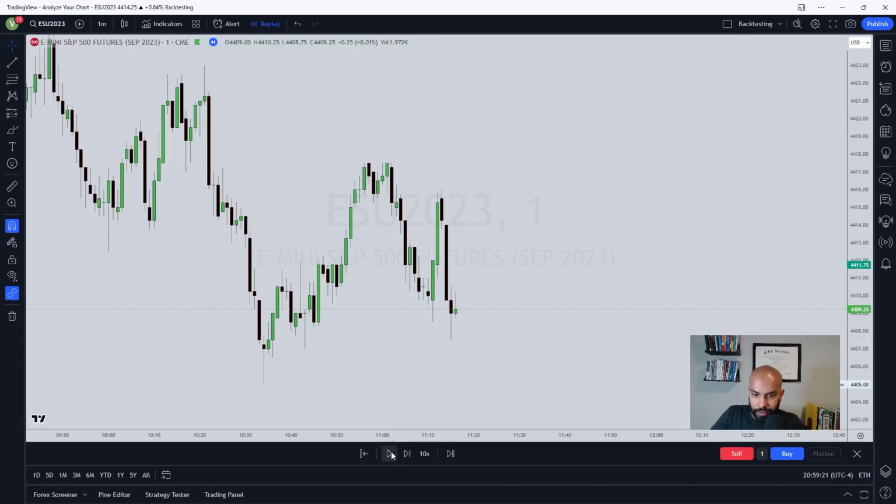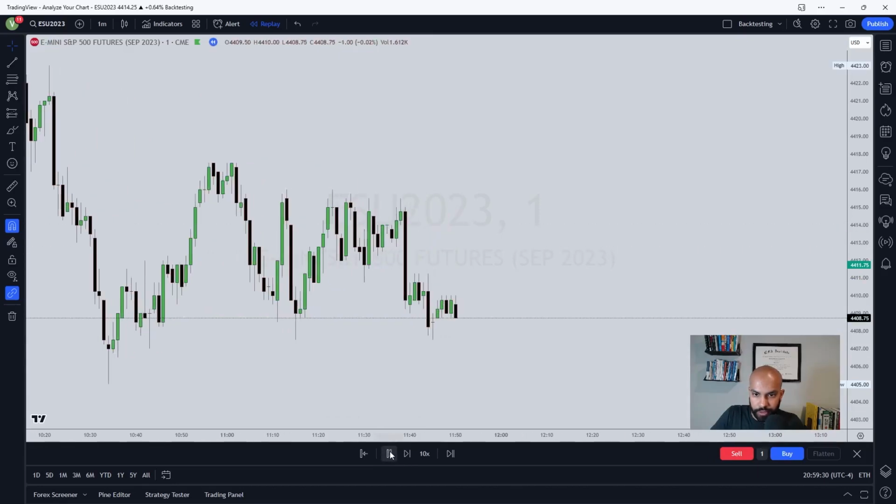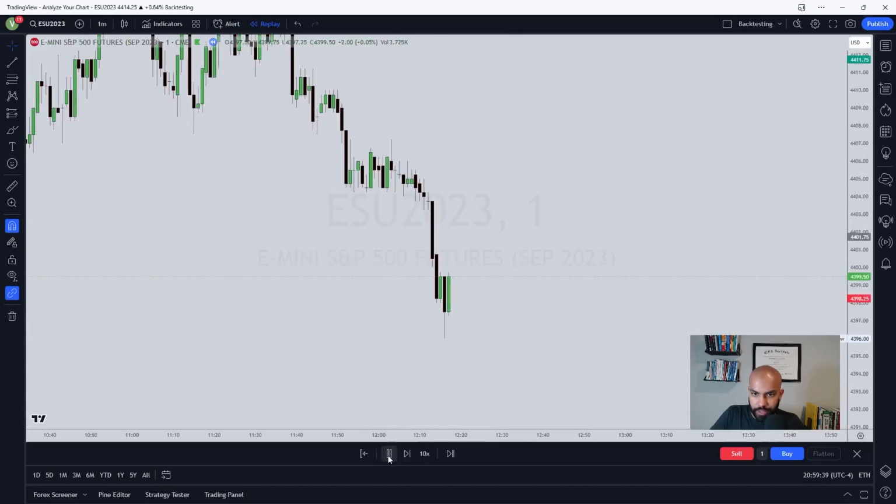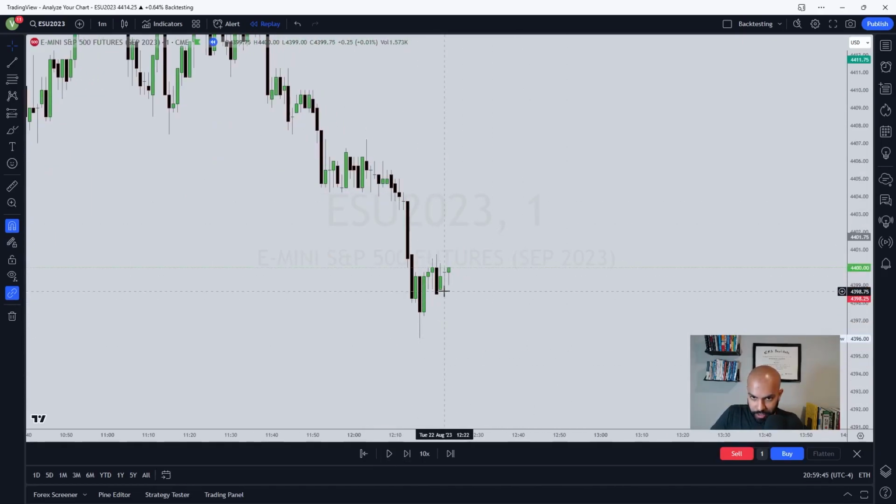Here, takes out the low. It's consolidating for a bit. Relative equal lows. Okay, there we go. So it takes out this low. Let's see where it wants to go. Consolidating, comes down. It's lunchtime, so let's see if there is a macro.